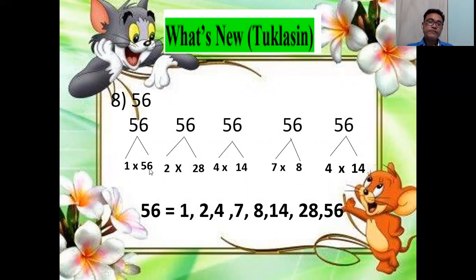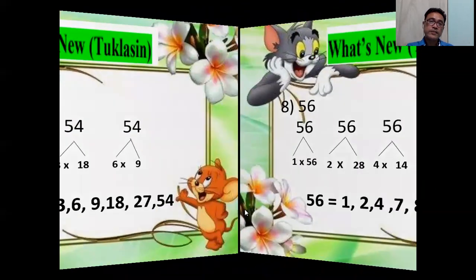1 times 56 is 56. 2 times 28 is 56. 4 times 14 is 56. 7 times 8 is 56. So these are the factors of 56: 1, 2, 4, 7, 8, 14, 28, and 56.